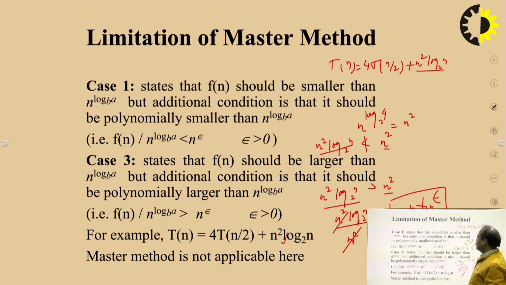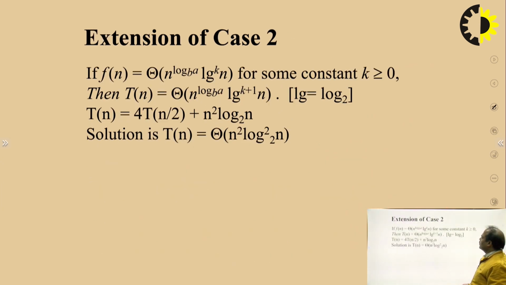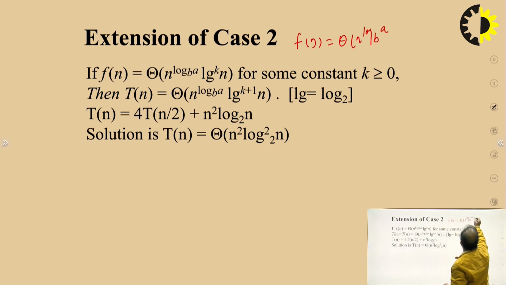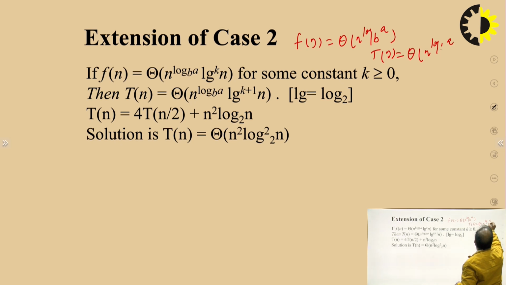So what is the solution? The solution in this case is that we can extend case 2. This is the extension of case 2 actually. Case 2 was earlier: if F(n) is theta n to the power log a base b, then the solution was given by T(n) = theta n to the power log a base b times log n base 2. This was the solution, right?